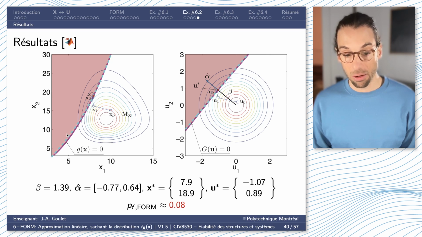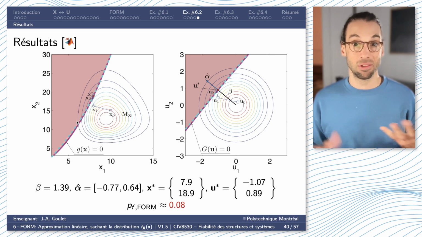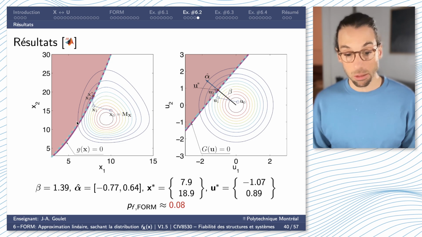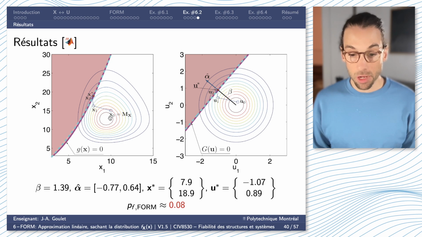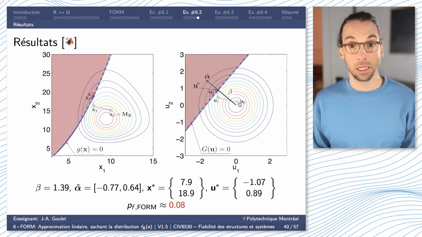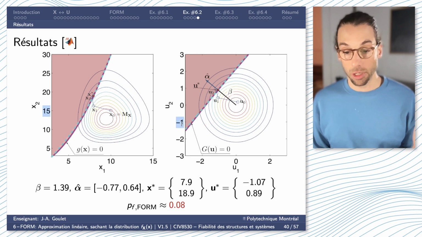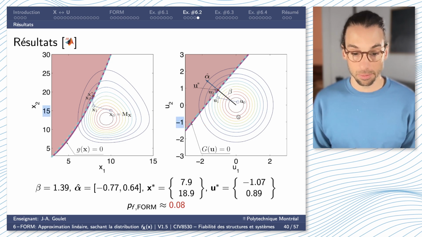So we can see here, represented in cyan, my FORM approximation in the original space, which is not linear anymore. This is something we must always keep in mind. Another thing is that if in my original space my mean is mx, the corresponding point in the space U is not necessarily the origin 0, 0, again because I have a transformation between the original and the standard normal space.